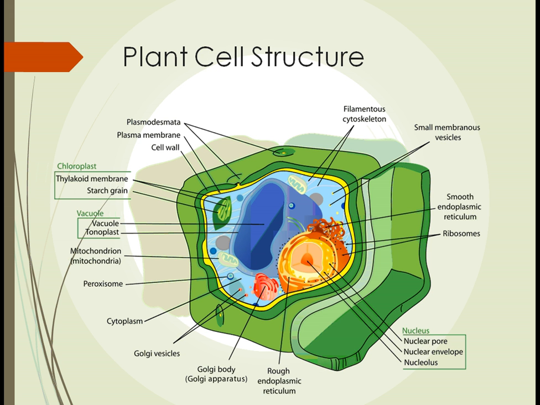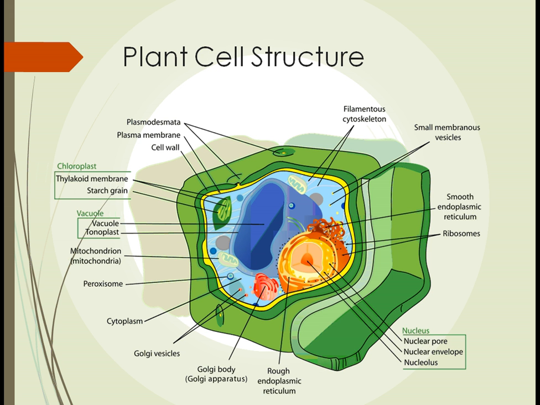This is a diagram of the structure of a plant cell. There are items here that are common to animal cells or fungi cells, but there are a few things that separate plant cells from those other types of cells as well. Some of the key things to look at: down in the lower right-hand corner, there's a nucleus. Plants have true nuclei that contain their main genetic material. If you look in the upper left, you'll see the arrows pointing to something called plasmodesmata. We'll discuss that a little bit more later.